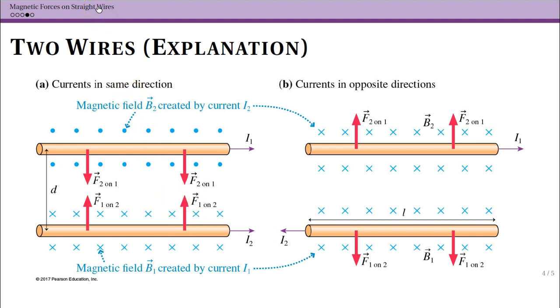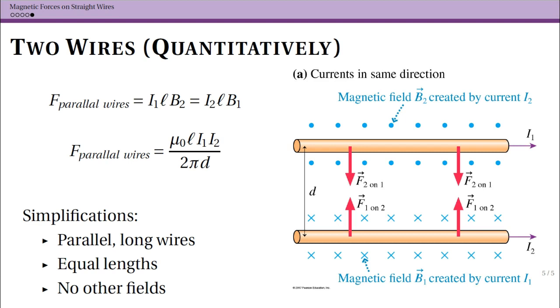Remember that the magnetic field created by a wire does not exert a force on itself. I can't push myself, but I can push another person. Notice how these are labeled. These are a Newton's third law pair, 2 on 1, 1 on 2. So that tells you that these must be equal and opposite. Equal in magnitude, opposite in direction.